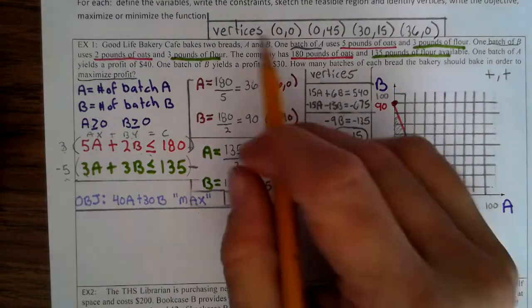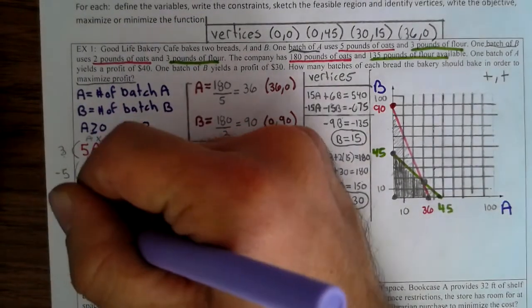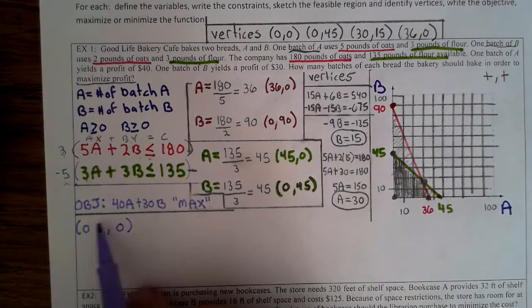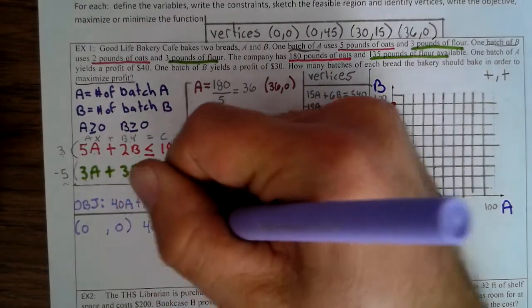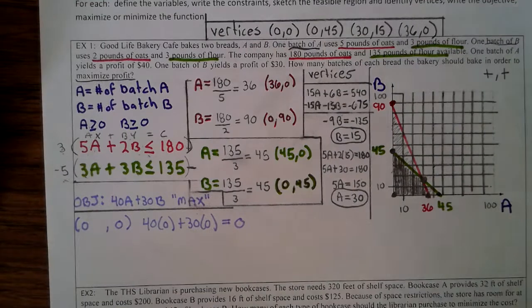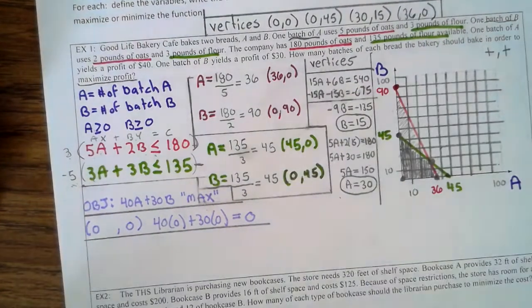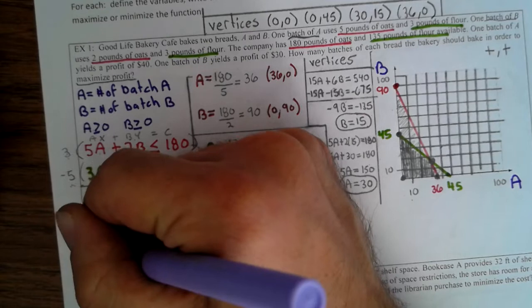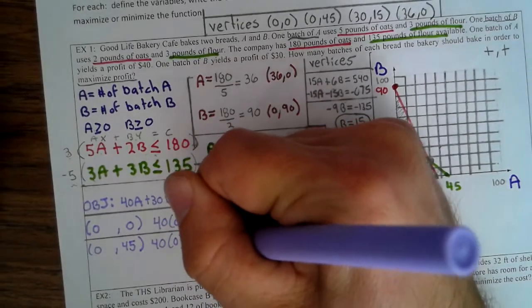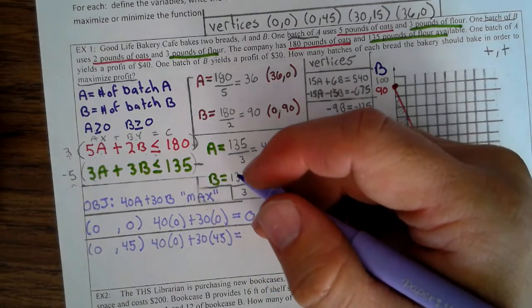Okay, so we know our first vertex is 0, 0. So that would be 40 times 0 plus 30 times 0. So that's a 0 profit. So now we try the next vertex. 0, 45. So that's 40 times 0 plus 30 times 45, and that equals 1350.